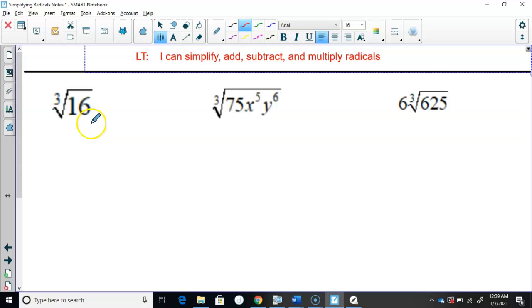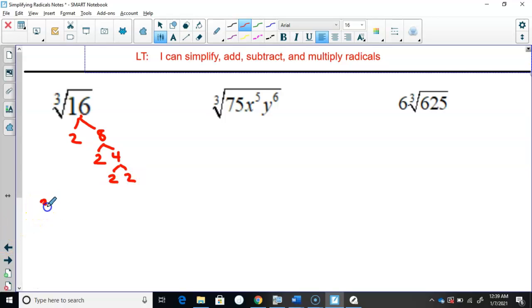Now, what's different here about these problems? These are all cubed roots. So instead of looking for pairs, we're actually looking for groups of 3. So not groups of 2, which are pairs, but groups of 3. So let's start over here on the cubed root of 16. And when I do this, I'm going to say, well, that's 2 times 8. Okay? 8 is 2 times 4. And 4 is 2 times 2.